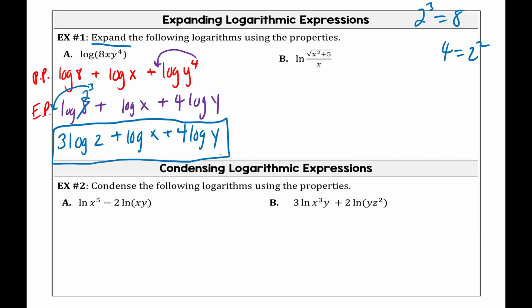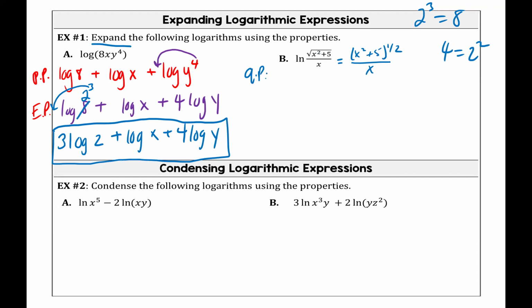All right. So on to the next. On this one, it's natural log, still applies, but now I'm dividing. Because I am dividing, that lets me know that I'm using the quotient property. The first thing here, before I apply the quotient property, is this square root needs to be written as a power. How can I write the square root of something as a power? It's a fractional exponent, 1 over 2. So it's going to be x squared plus 5 to the 1/2 over x. Now I'm going to apply the quotient.